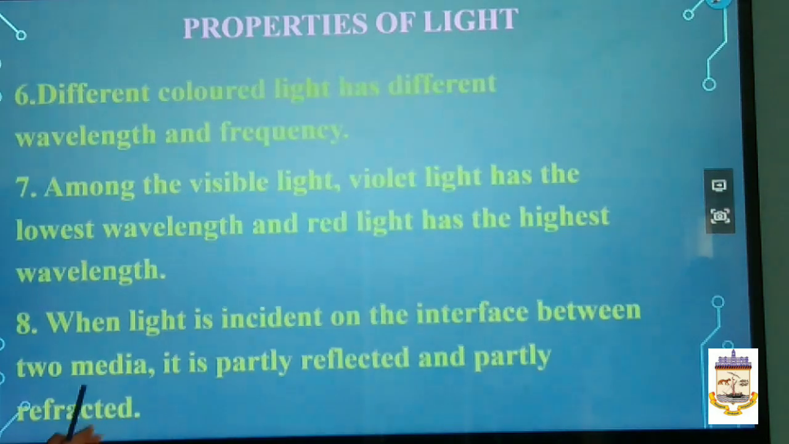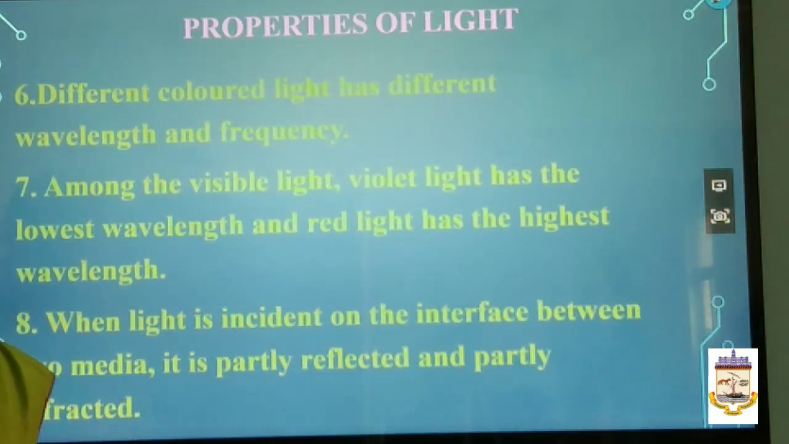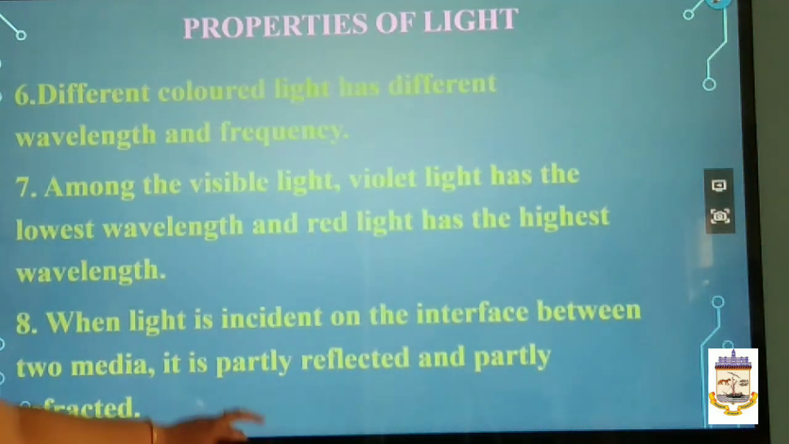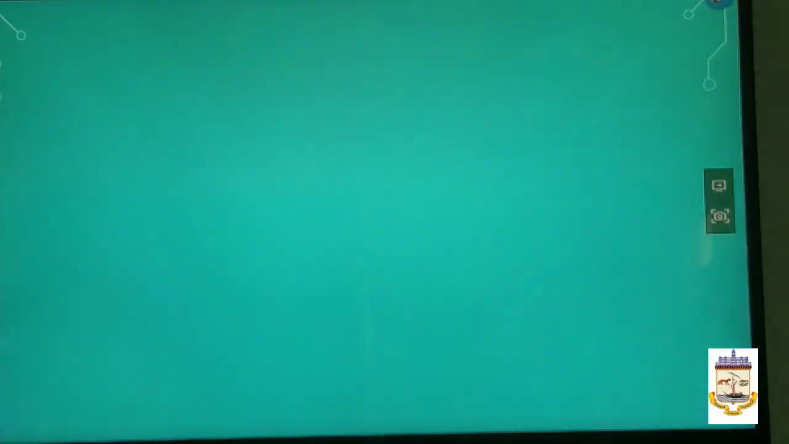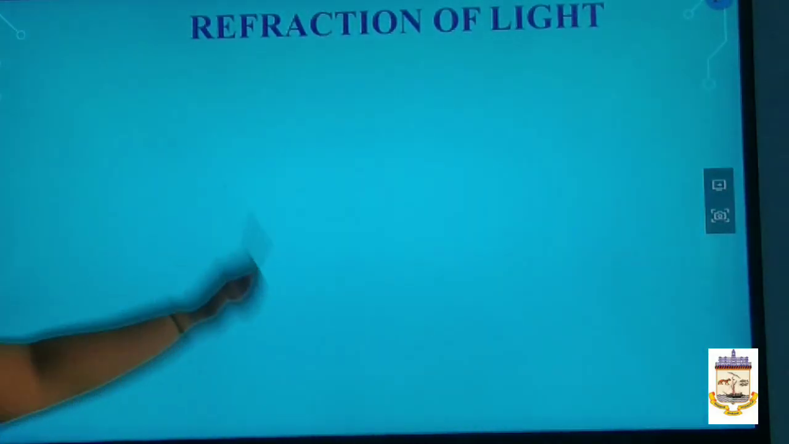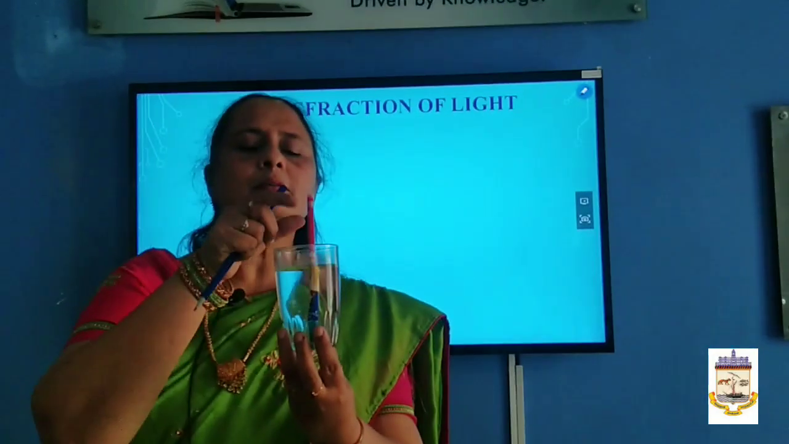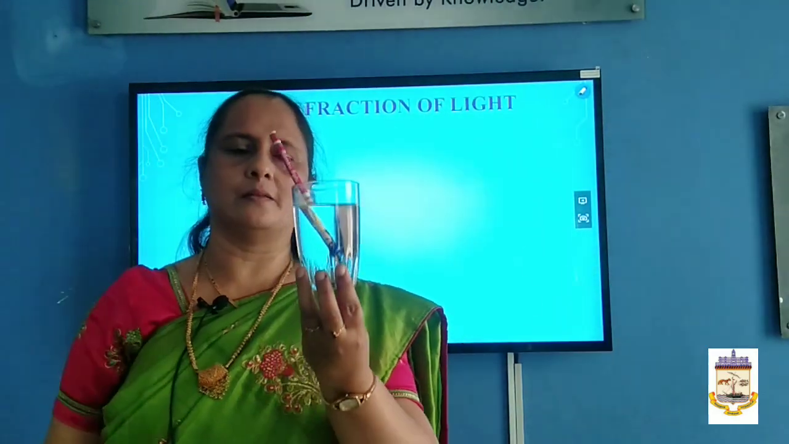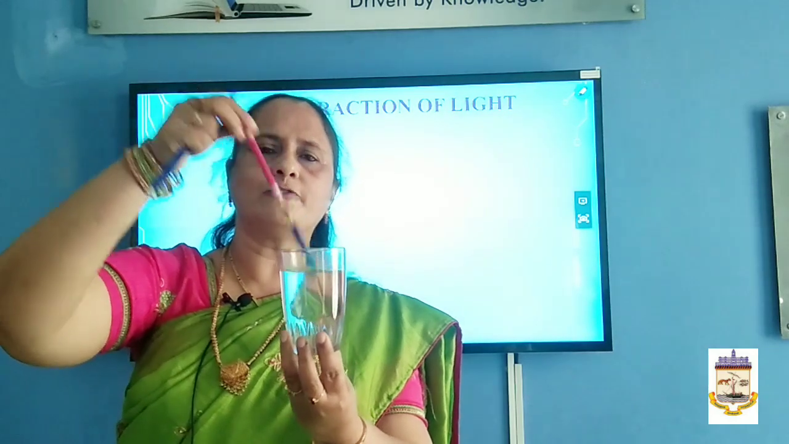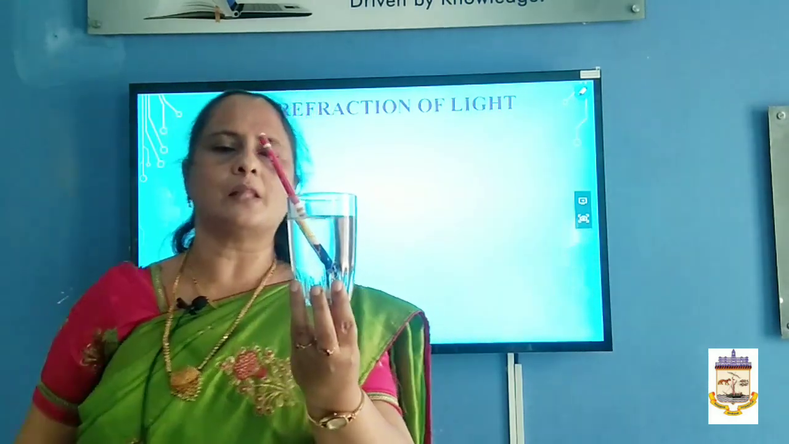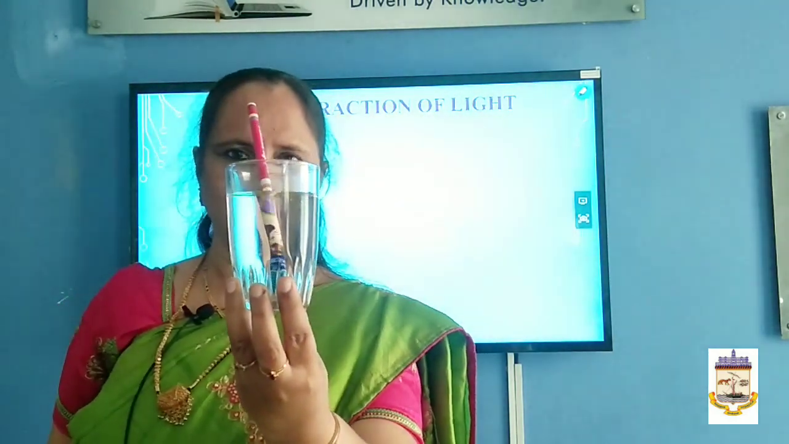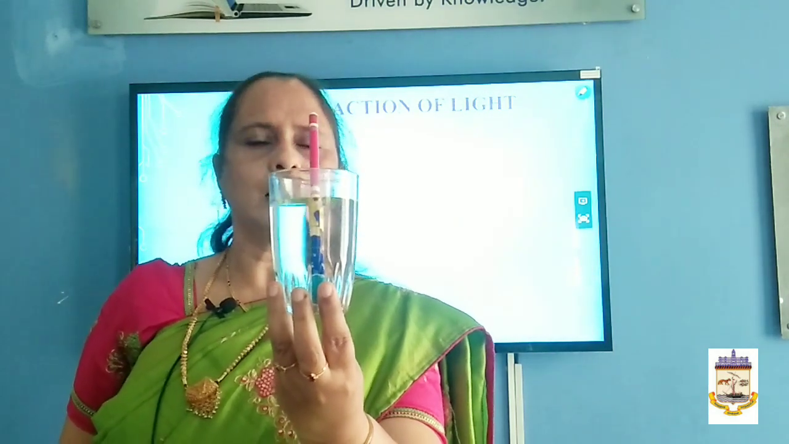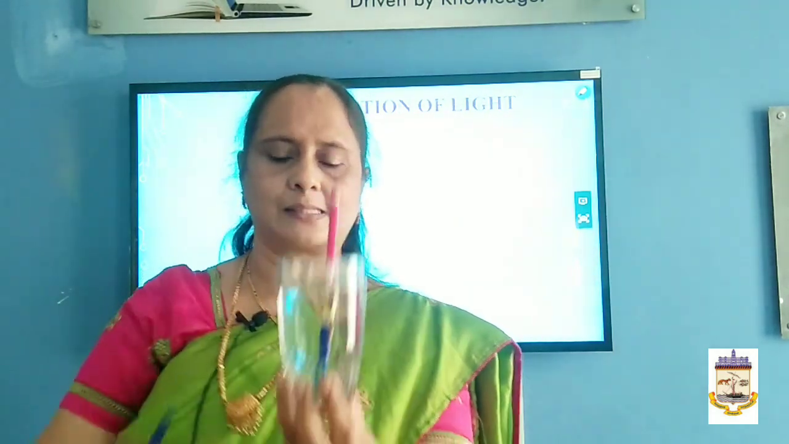We just ignore the reflection. Let's talk about the refraction. That is the highlight of our class. Yes. Now our topic is the refraction of the light. The water and the pencil. I have kept one full pencil, but can you see the pencil is broken here? Yes. Let us see why it happens.